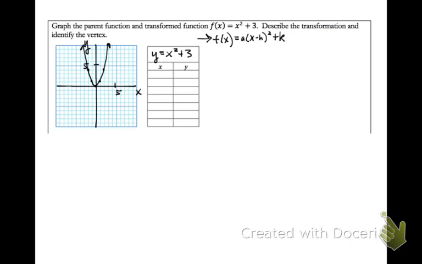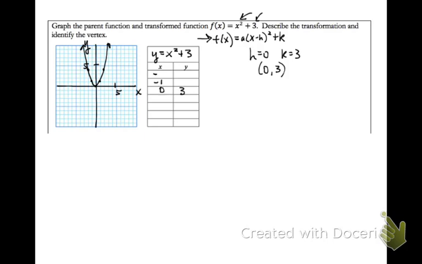Our h value, or what is being added or subtracted to the x, we're looking for parentheses. There is no value in a parentheses grouped with the x, so that means that our h value is 0. Our k value, however, is 3. It's being added at the end of the function. So that's our vertex, (0, 3).